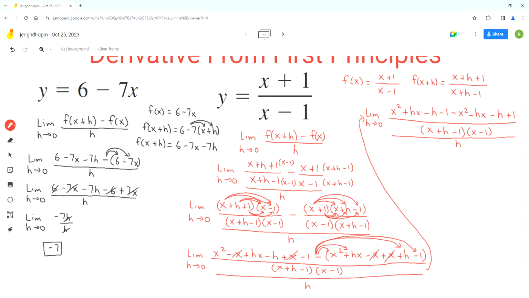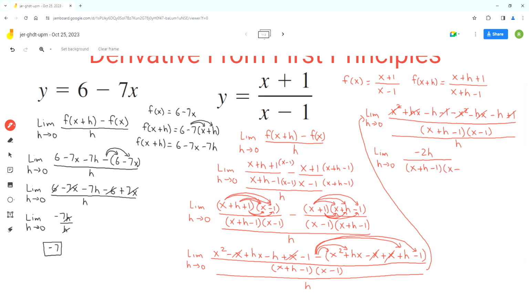So we can simplify the numerator. So the x squares will cancel each other out. hx and hx will cancel each other out. Negative 1 and positive 1 will cancel each other out. So we get limit h approaches 0. So in the numerator we just have negative h minus h, which is equal to negative 2h, over x plus h minus 1 times x minus 1.